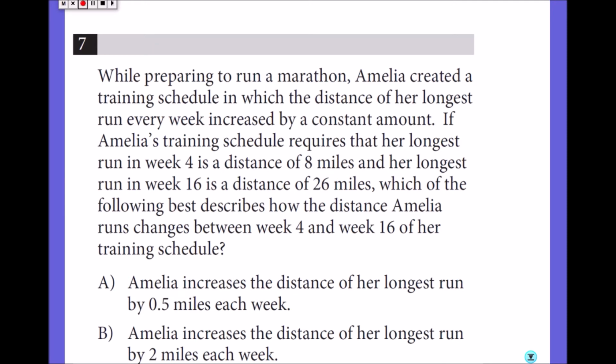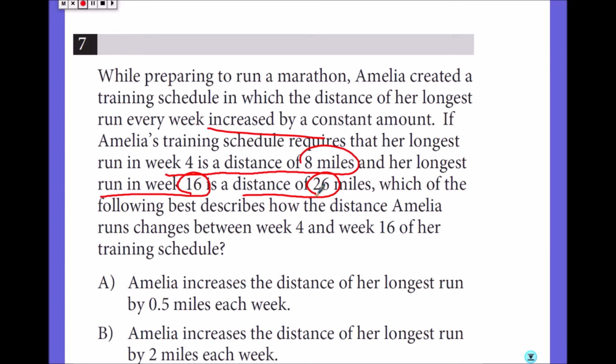While preparing to run a marathon, Amelia created a training schedule in which the distance of her longest run every week is increased by a constant amount. If Amelia's training schedule requires that her longest run in week 4 is a distance of 8 miles, and her longest run in week 16 is a distance of 26 miles, which of the following best describes how the distance of her longest run changes between week 4 and week 16?